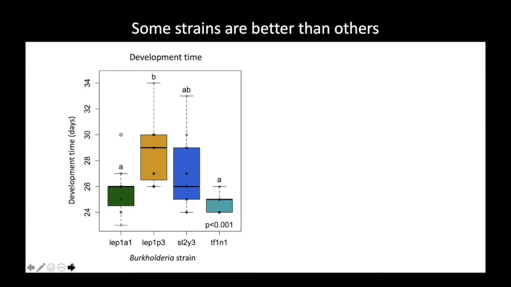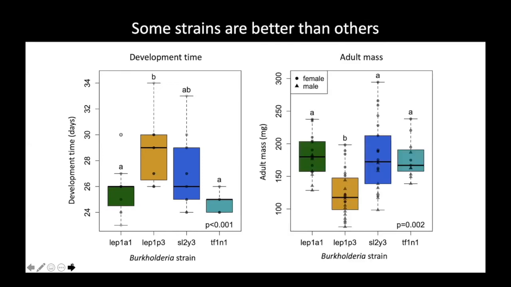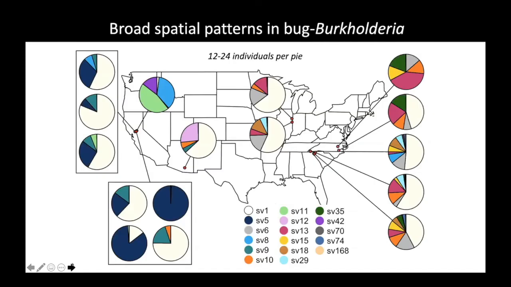So we also looked at the size of the insects at adulthood. So you might think, oh, hey, maybe the insects that are infected with the yellow strain grow slower, but maybe they get bigger. It turns out that is not true. On this second plot, we've got the weight of the insect on the y-axis. And this time it's actually better to be higher on the y-axis because it means that you're heavier. And we see that not only do the insects that are infected with this yellow strain grow slower, they also are significantly smaller. So they are about half the size of the adults that were infected with the other three strains.